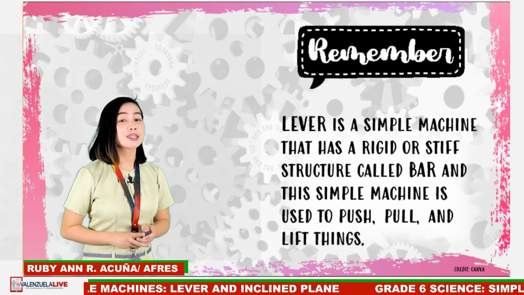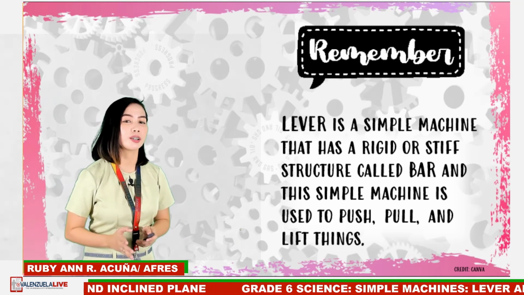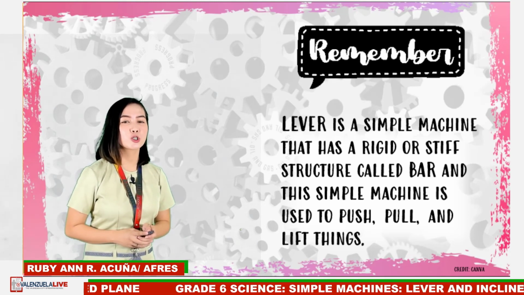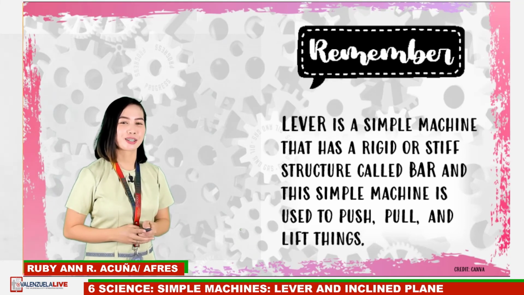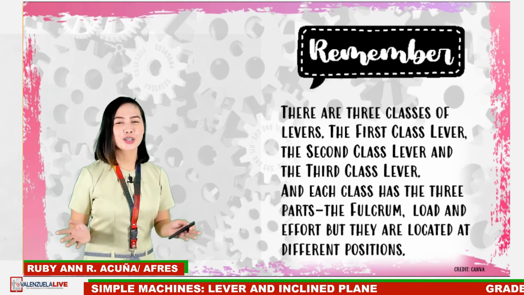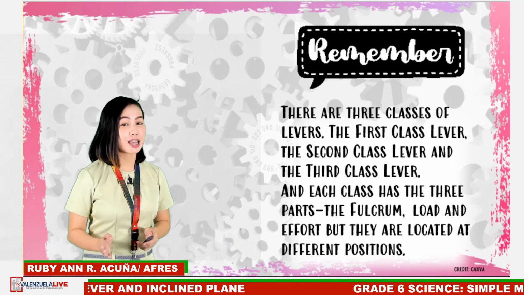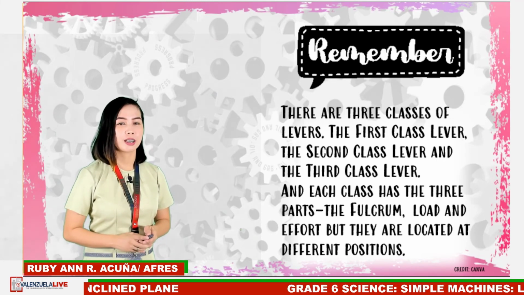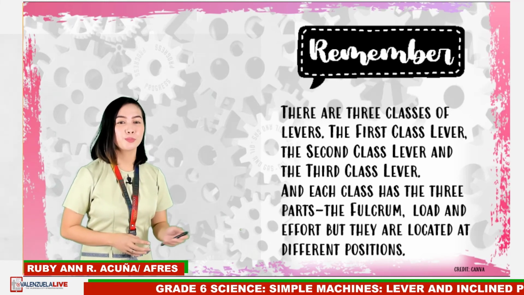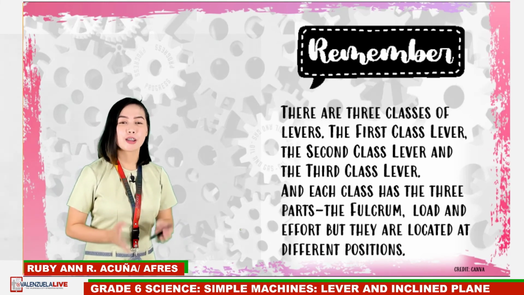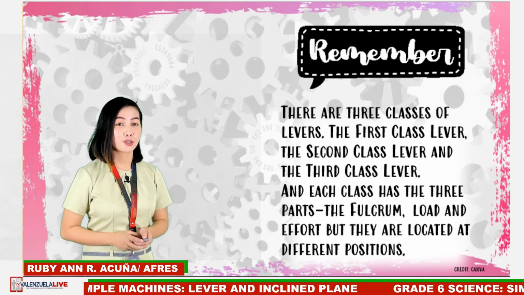Lever is a simple machine that has a rigid or stiff structure called bar. And this simple machine is used to push, pull, and lift things. There are three classes of levers: the first class lever, second class, and the third class lever. And each class has the three main parts: the fulcrum, the load, and effort. But they are located at different positions.